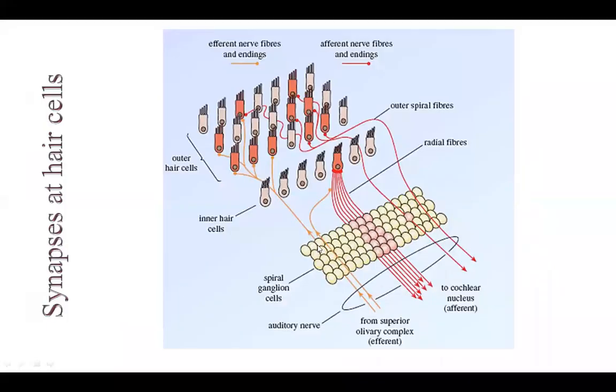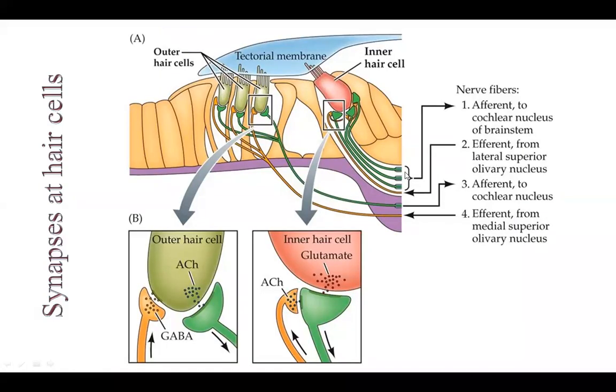Again, you see here, this is the same thing which has been explained: the 3 rows of the hair cells and the single row. So we can say these nerve fibers, just look at the inner hair cells. They send afferents to the cochlear nucleus, which will go to the brainstem. They receive efferents from the lateral superior olivary nucleus. Now coming to the outer hair cells, they give afferents again to the cochlear nucleus, but they receive efferents from the medial superior olivary nucleus. So here you see the efferents give acetylcholine.